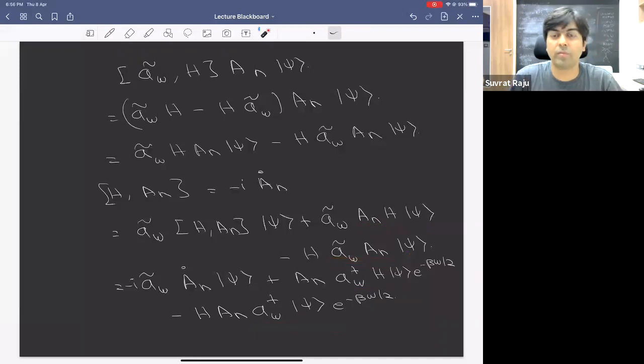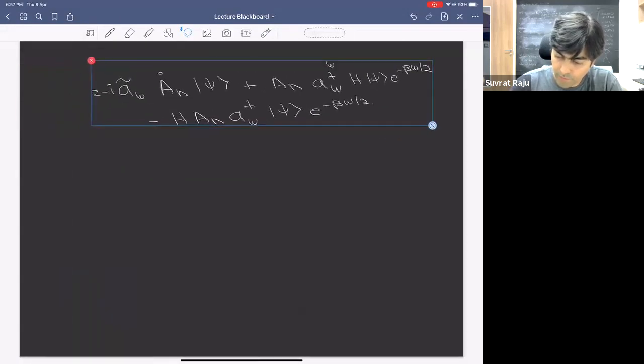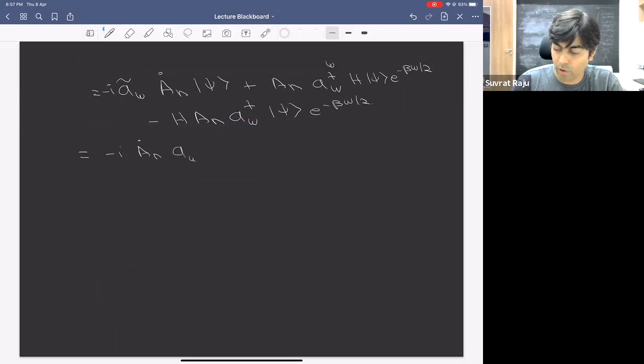I hope this algebra is clear. There are a lot of terms, but there's really not much going on in this algebra. Now, let me copy this expression. On the first term, I can once again use my rule for the tilde. So this looks like a n dot times a omega tilde psi. And let me just take the second term first. So this term that I have here.